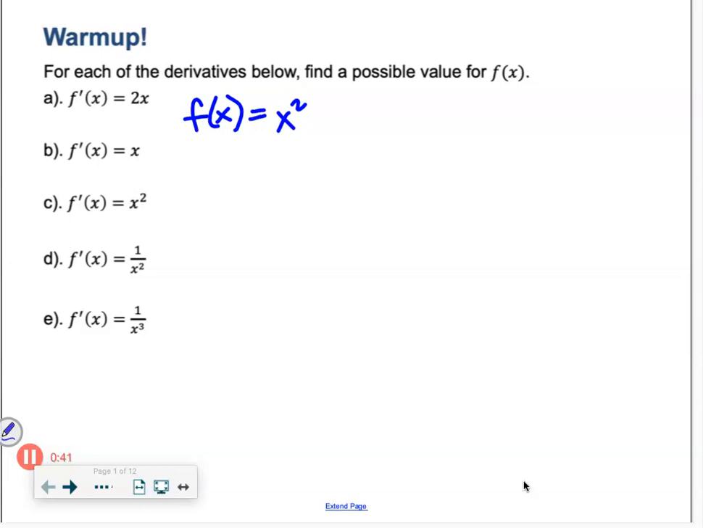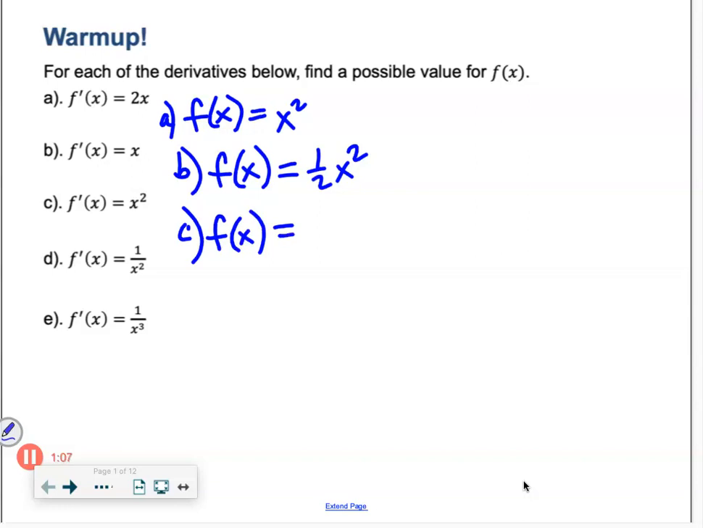So anyway, f of x is x squared. Let's just go with that right now. All right, so this is for part A. All right, so for part B, what function has a derivative of x? It's 1/2 x squared, which everybody got. Well done. Yep, okay. Part C.